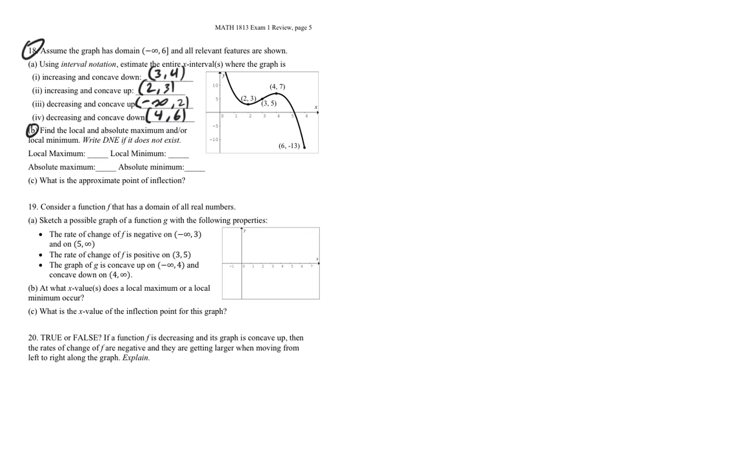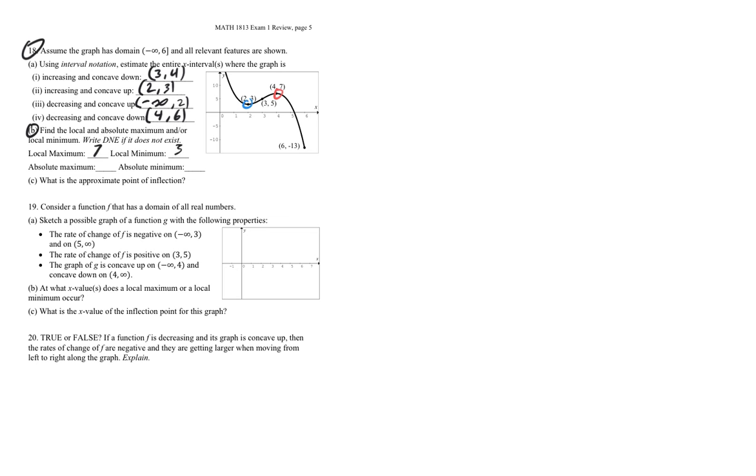Now we're asked to find the local and absolute maximum and/or local minimum. Write DNE if it does not exist. So our local maximum, we can see here at (4, 7). So our local maximum is actually the y value of 7. Our local minimum is here at (2, 3). So again, our local minimum is what that y value is, which is 3.